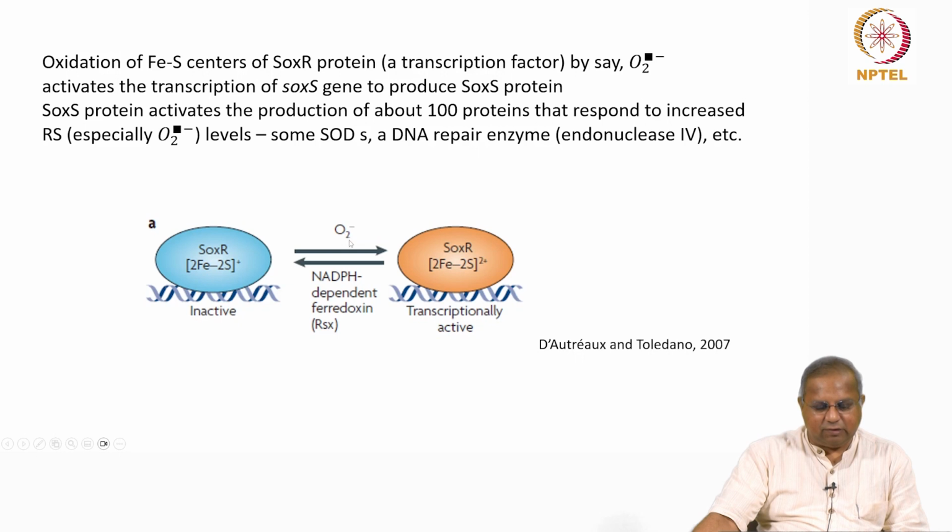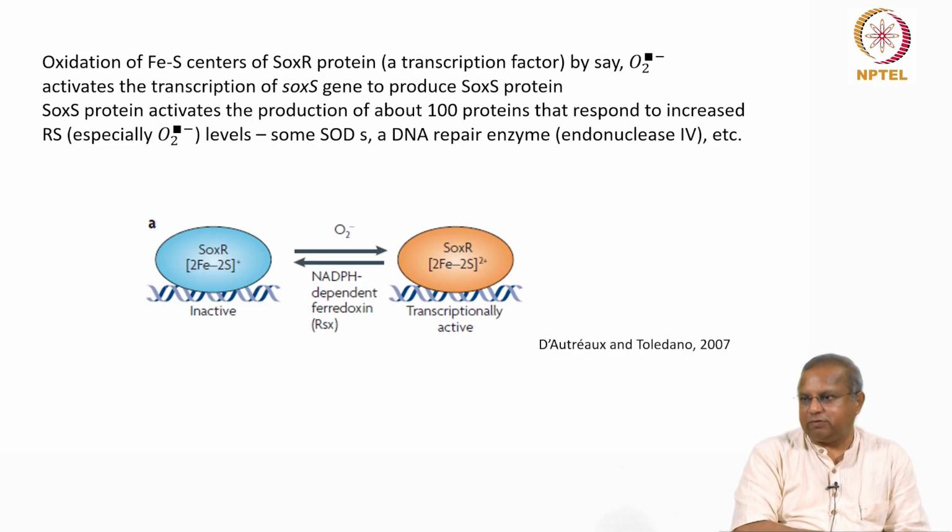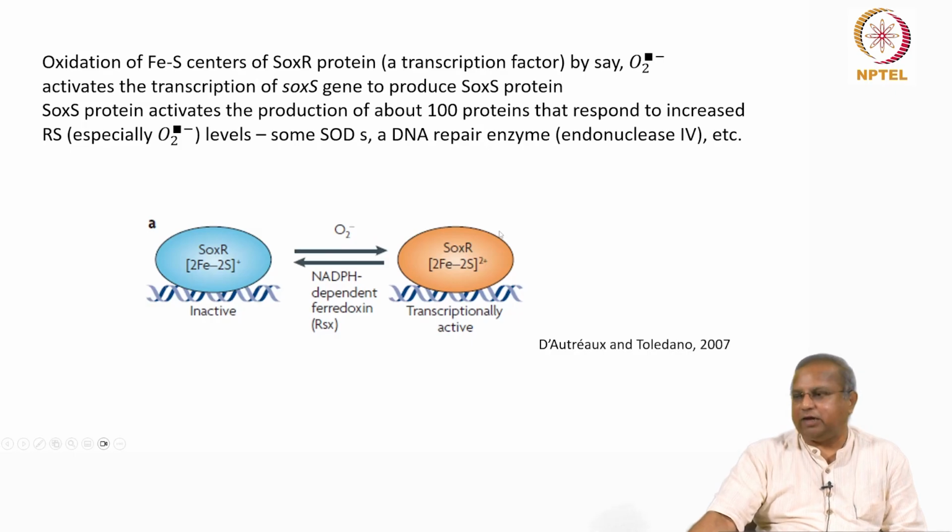When you oxidize it with superoxide, this becomes 2Fe2S 2 plus, right? Loss of electrons is oxidation. Superoxide pulls out an electron from this and it oxidizes. When it oxidizes, its conformation changes and that helps it bind to the DNA and become transcriptionally active. So that's the way it works.